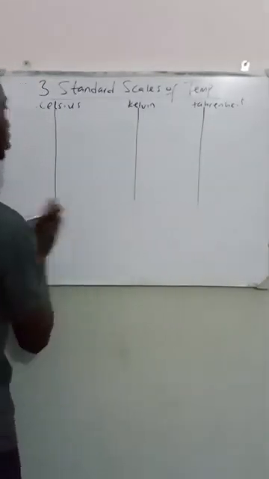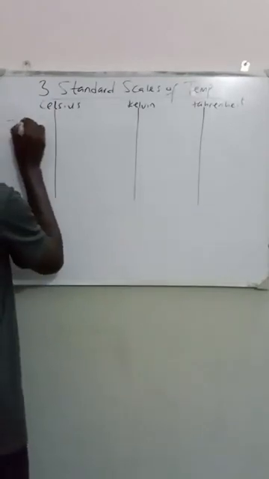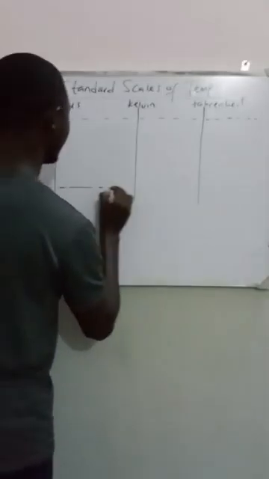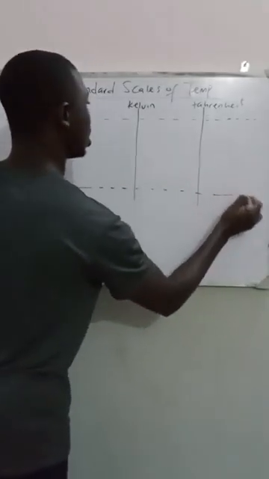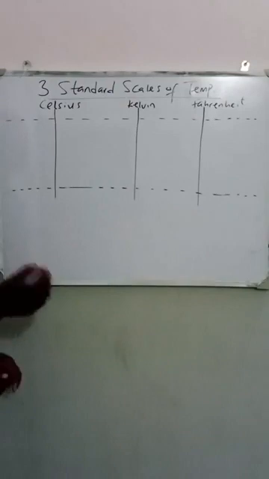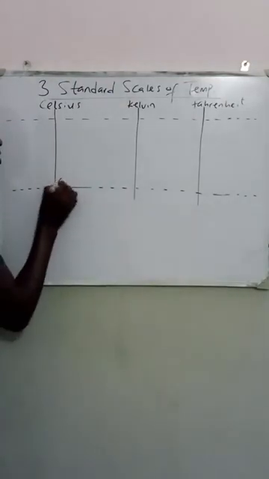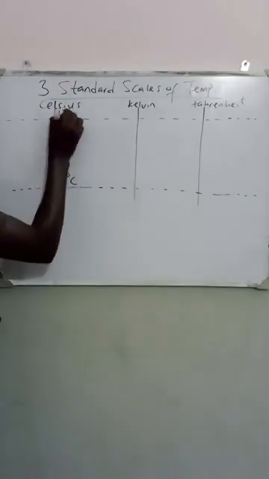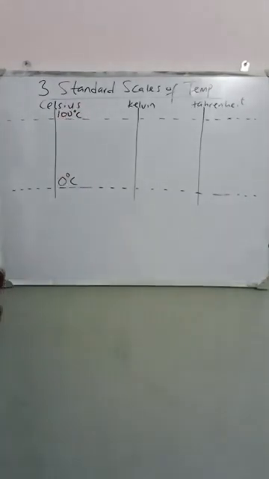So these are the 3 standard scales of temperature. Let's see what happens at the upper fixed point and also at the lower fixed point. So let's start. For the Celsius scale, the lower fixed point is 0 degrees Celsius, while the upper fixed point is 100 degrees Celsius.